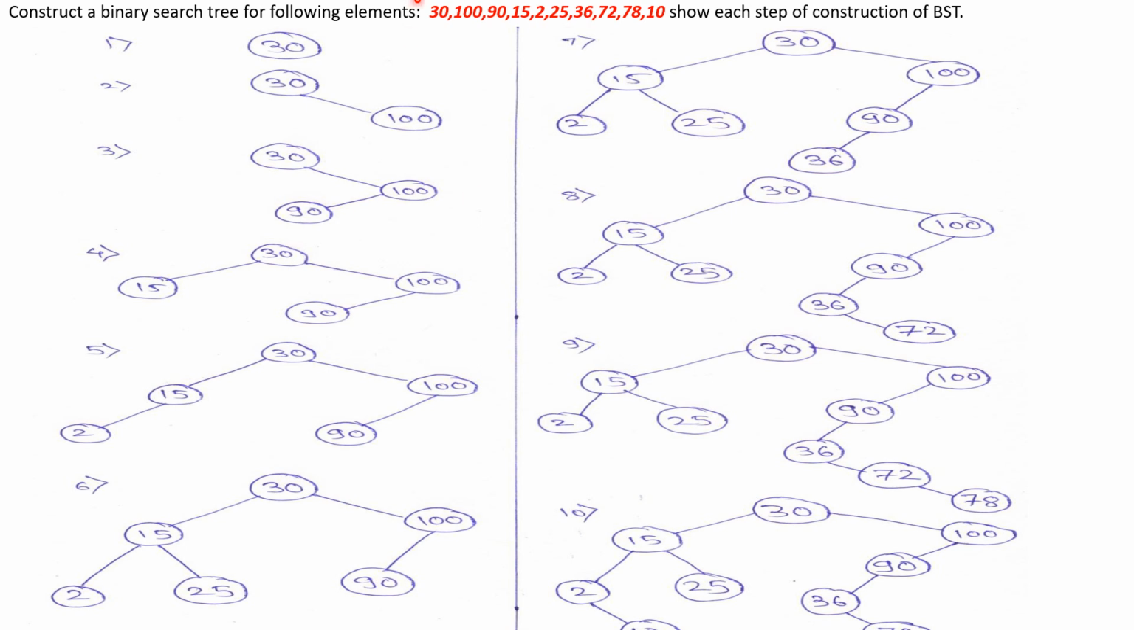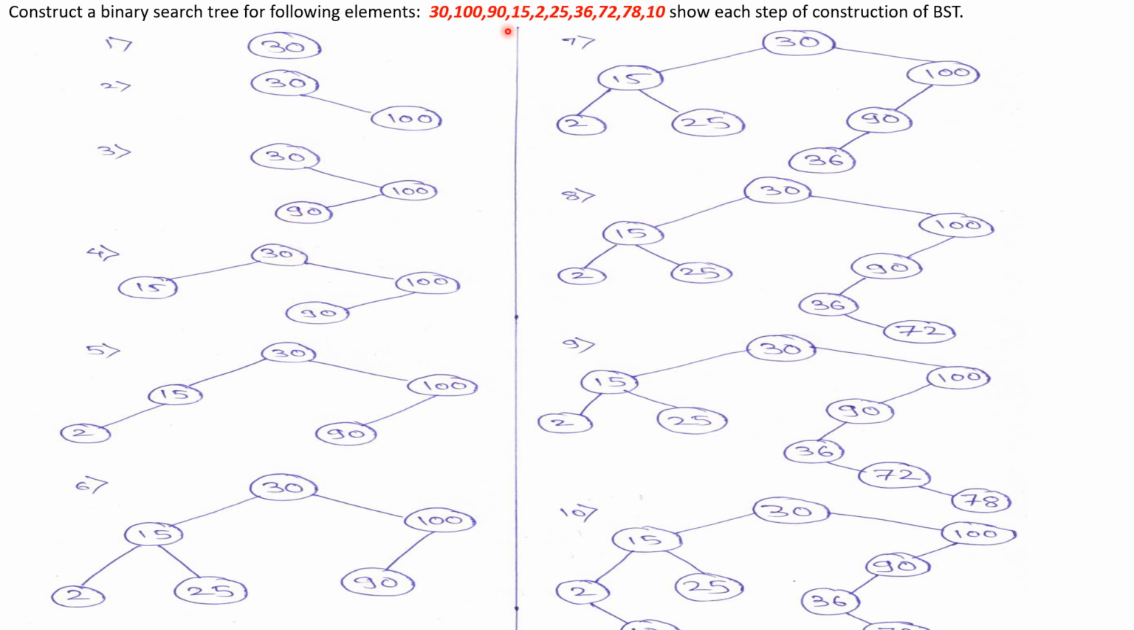Now this is another binary tree for the following elements: 30, 100, 90, 15, 2, 25, 36, 72, 78. This will be done one by one. Means in the exam, we have to follow this procedure itself. Okay, first our root node is 30. So 100. 100 is greater than 30. That's why it is on the right side. Then 90. 90 is greater than 30 and less than 100. That's why it is on the left side.